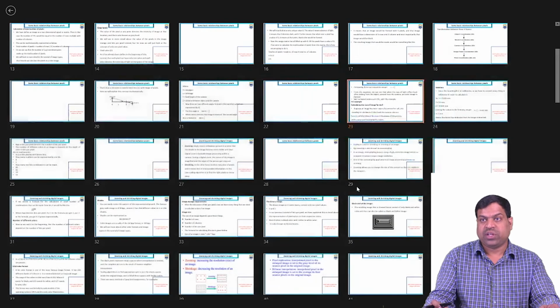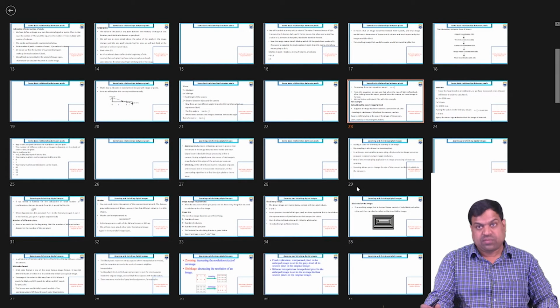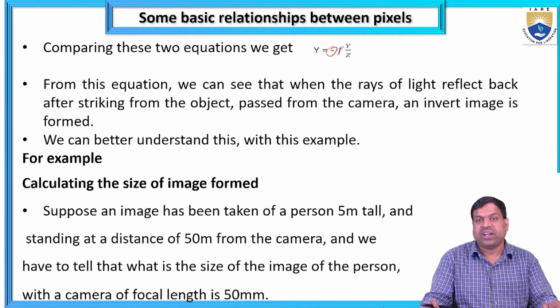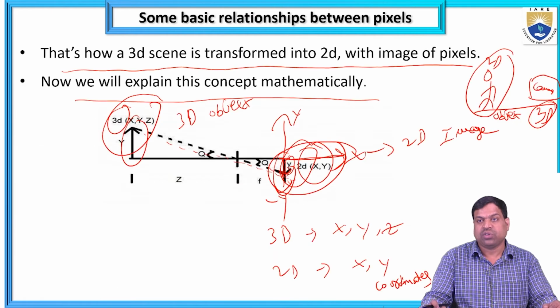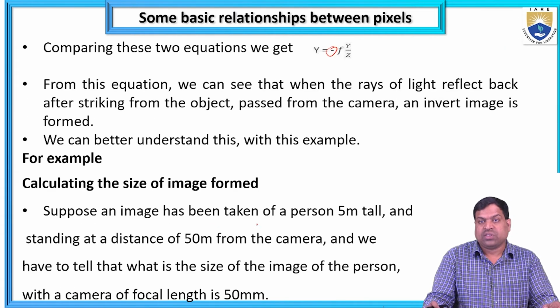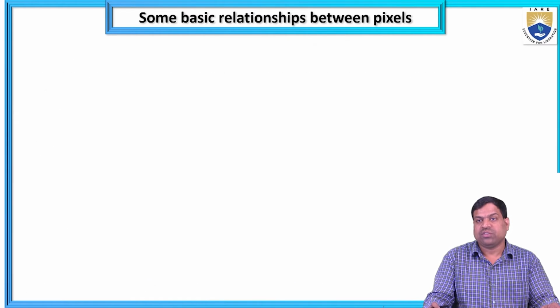I'm taking this one as a better example. Suppose an image has been taken of a person 5 meters tall, standing at a distance of 50 meters from the camera, and we have to tell what is the size of the image of the person with a camera focal length of 50 mm.